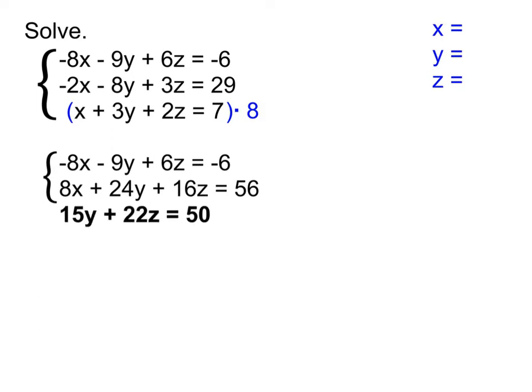When you do that addition, in this case, you end up with 15y plus 22z equals 50. Notice no more x in there. That's because we eliminated it. That was our goal. All right, so I ended up with one equation with y and z in it. Now, like that last problem that we did yesterday, I need to now make another equation as well that has both just y and z in it.